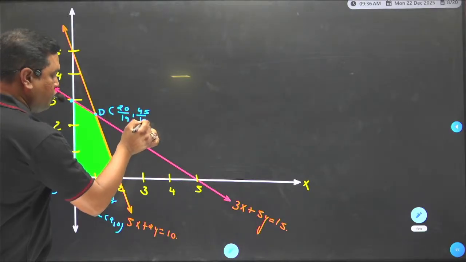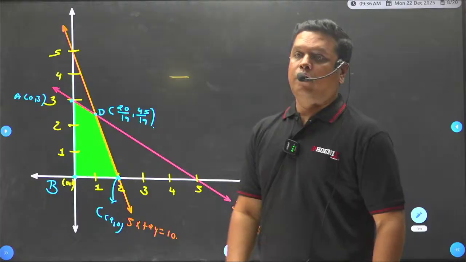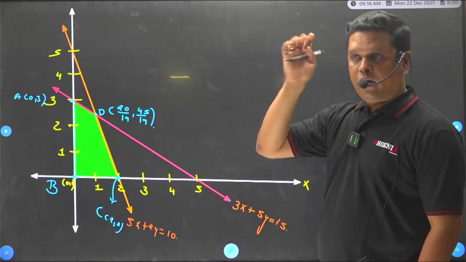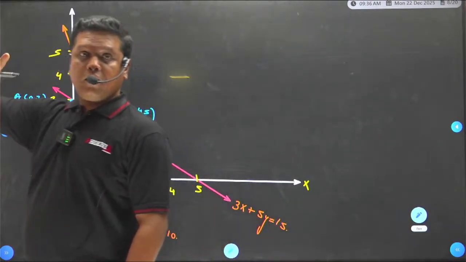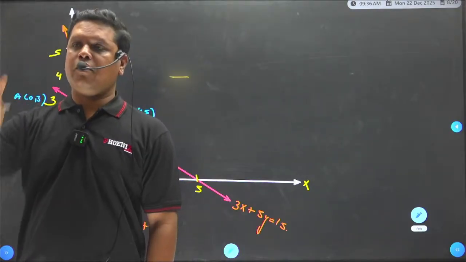D is 20 by 19, 45 by 19. Make sure you do all the simplification. In exam, you cannot directly put this boundary. You have to simplify and show the procedure. Okay, how can you get 20 by 19 and 45 by 19?